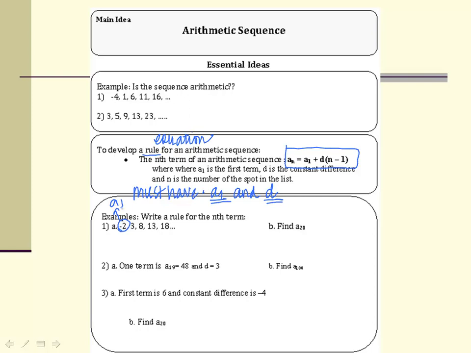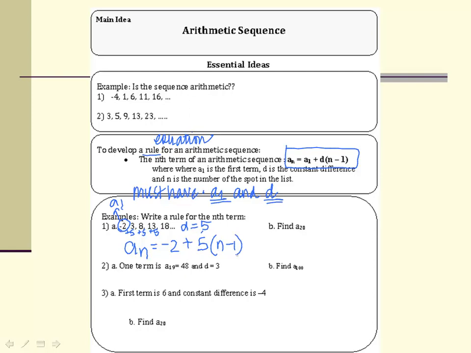Well, to get from -2 to 3, I add 5. To get from 3 to 8, I add 5. To get from 8 to 13, I add 5. What am I seeing? My difference is 5. Now that I know my first term and my difference, all I'm going to do is put it in that equation. So to find the nth term, I take my first term of -2 plus 5 for every next term.